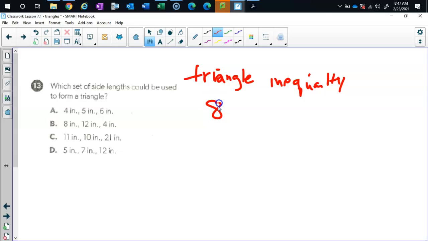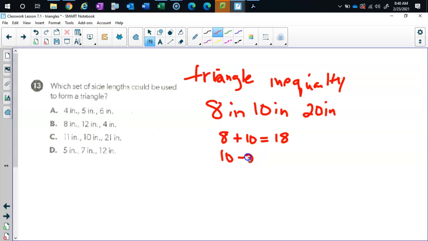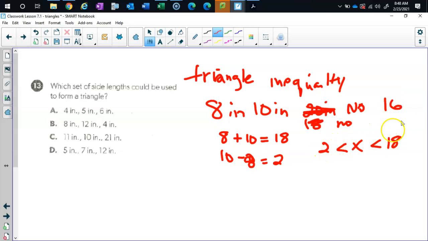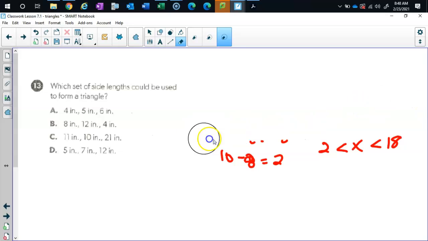If I said I have a triangle that is 8 inches by 10 inches by 20 inches, could this be a triangle? Well, remember, you take your first 2 sides, you add them, so 8 plus 10 is 18, and you subtract them. 10 minus 8 is 2. So our third side, X, would have to be greater than 2 and less than 18. And remember, it cannot be 2 and 18. It has to be between these 2 numbers. Is 20 between those 2 numbers? No. This one would not be a triangle. And if this would have been 18, it would have also been no. Now, if it would have been 16, 16 is between 2 and 18. 16 would be yes.